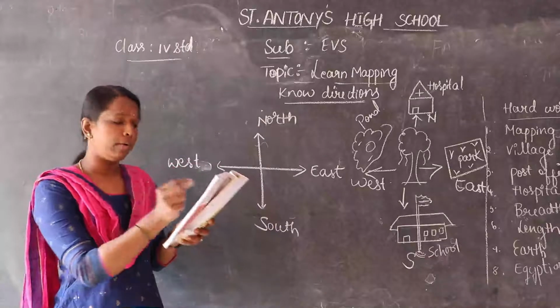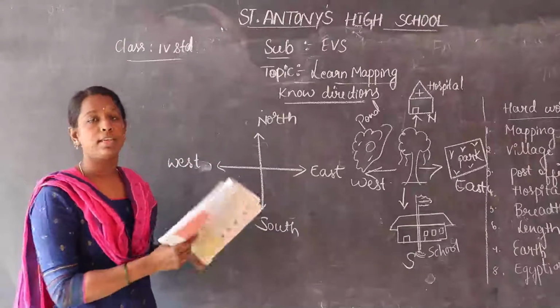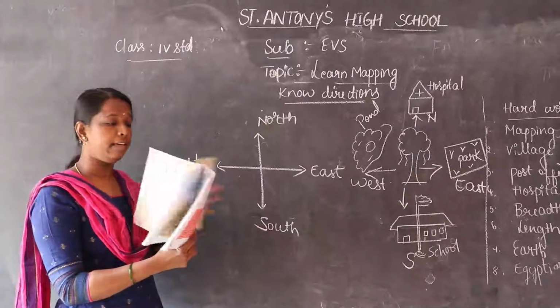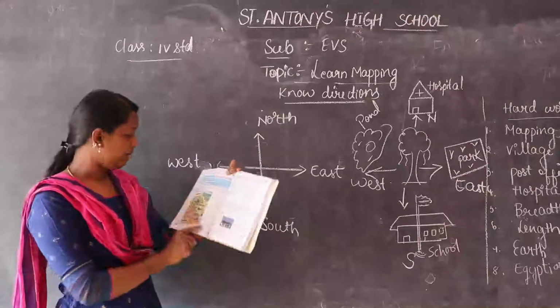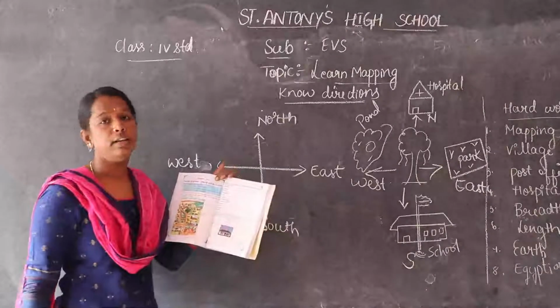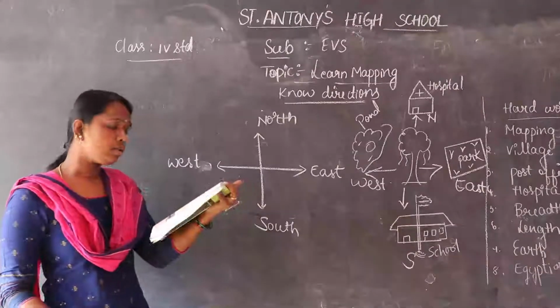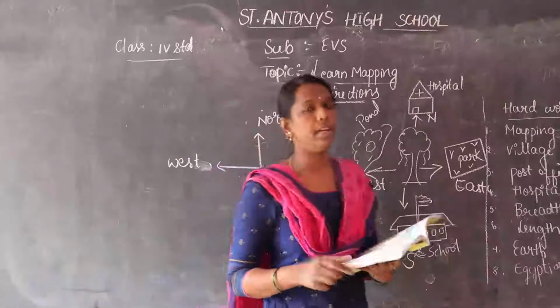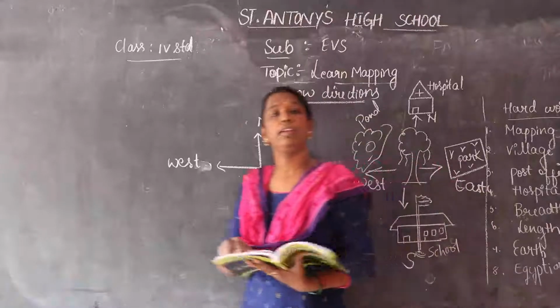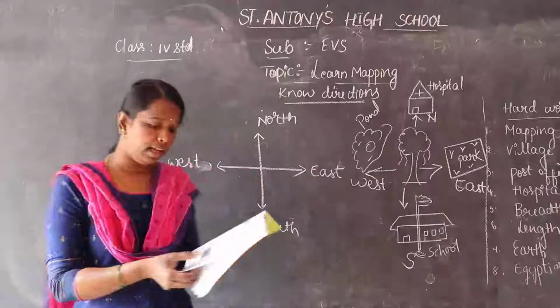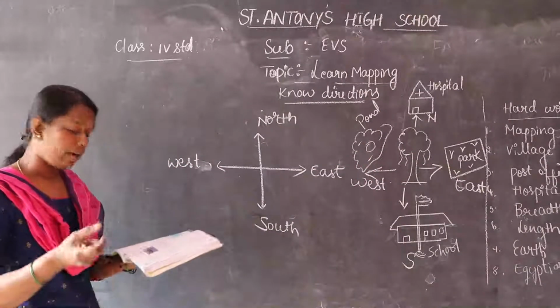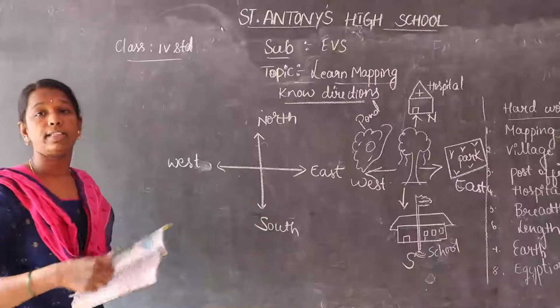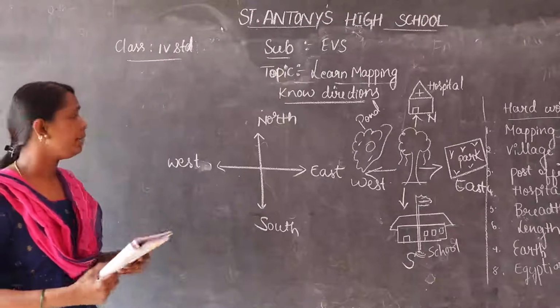On page number 110, write the directions of the given places with reference to the banyan tree. They are already given in your textbook. Mention the directions in the blanks. And also here is a picture of your house. You have to write the direction of your house, whether it is east, west, or whatever it may be.